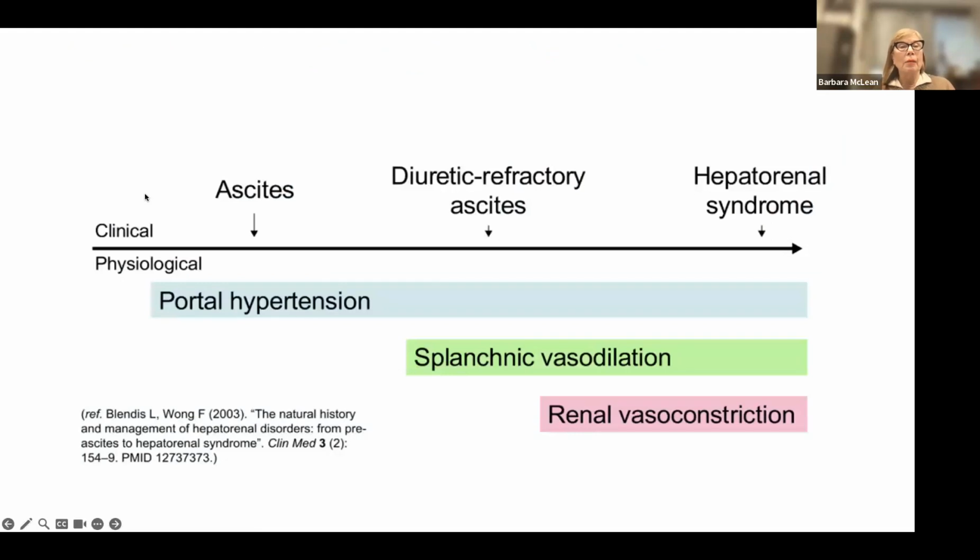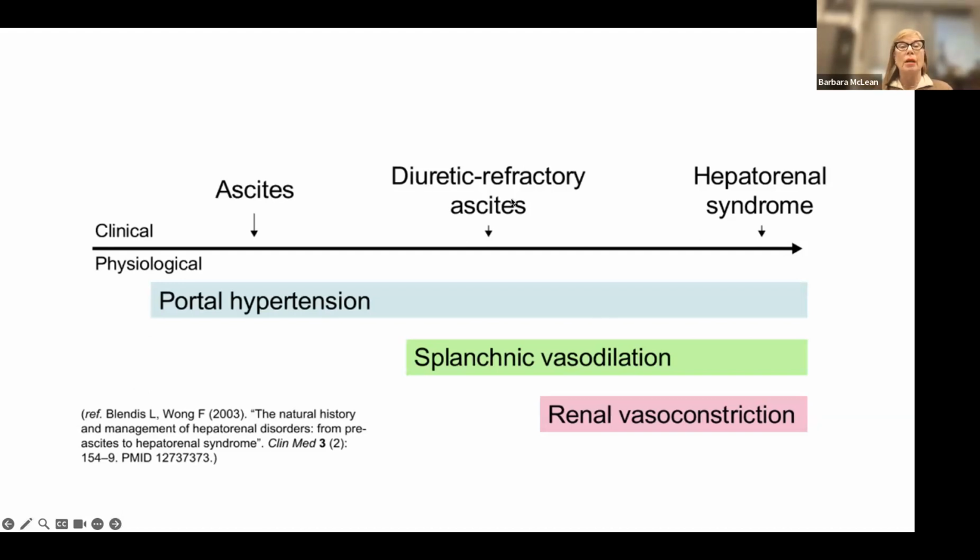So basically, when we look at the clinical perspective, what we see first is we note the ascites, and we see that the patient has liver disease and portal hypertension. From there, we give diuretics, and the patient has diuretic-refractory ascites.